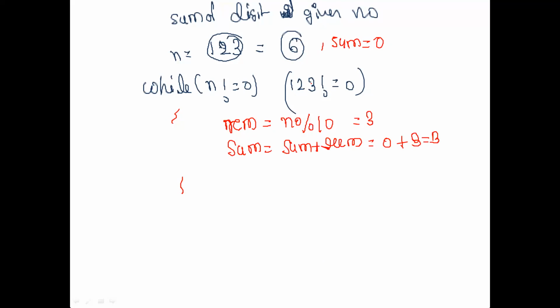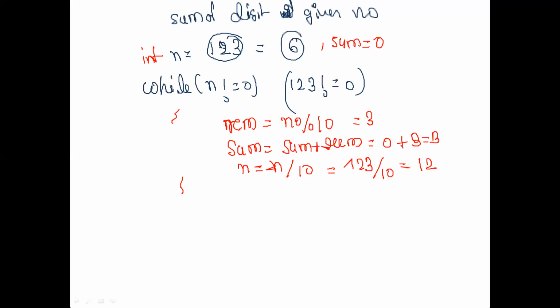After that, you have already added this 3 into the sum, so you want to remove it. Whenever you want to remove it, you have to divide the number. When you divide 123 divided by 10, it will give us the quotient. It won't give us 12.3. I hope everyone is aware that n is of integer type. So 123 divided by 10 will give you 12 as the quotient, and this 12 will be assigned inside n.